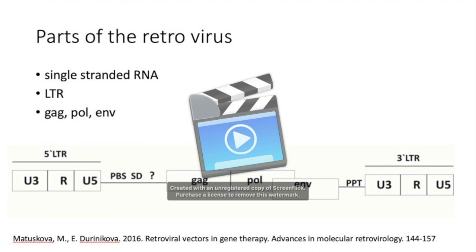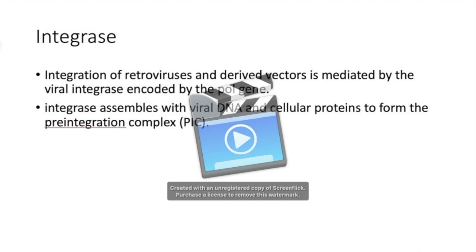This is not true for all retroviral vectors, but this is just a general single RNA strand, which overlays with each one. There are some variations within different subfamilies. Looking at the enzyme integrase, it's what integrates the viral DNA into the host genome, and like I stated before, it's encoded by the pol gene. Once it's produced, it assembles with DNA and cellular proteins to form the pre-integration complex, and this complex is going to associate with the host DNA and complete the integration process.